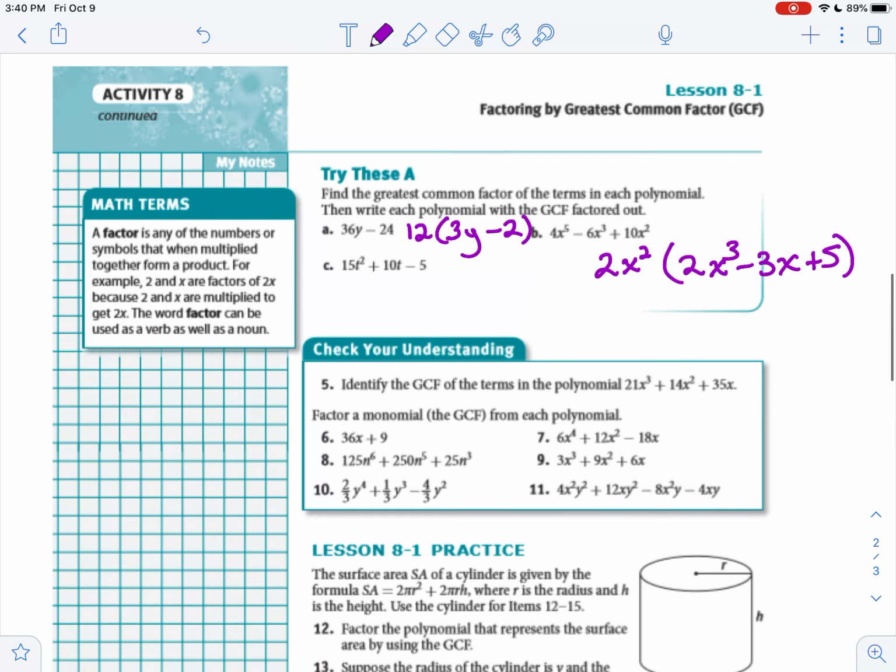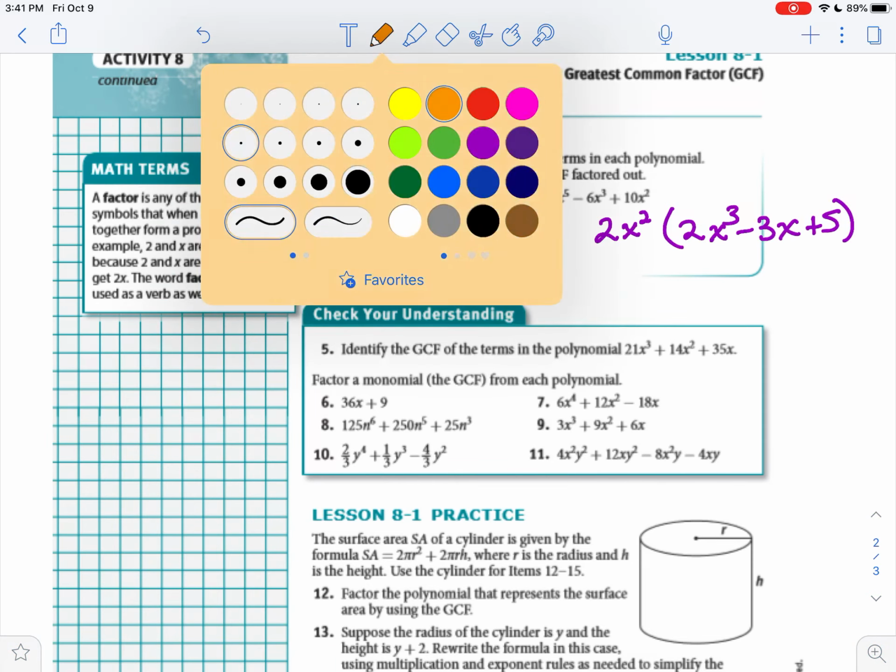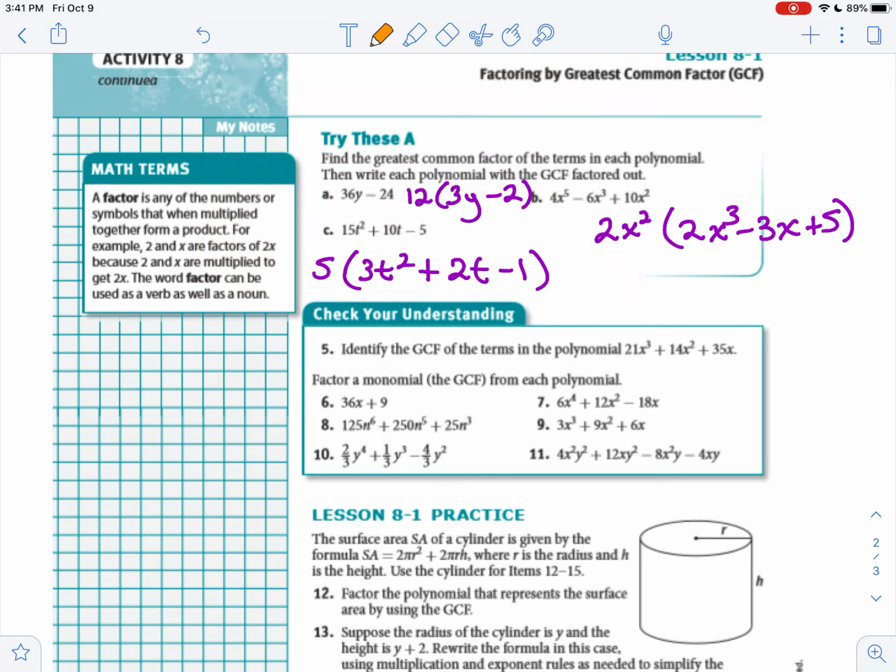We have one more of those to do. We have 15t squared plus 10t minus 5. If we look at those three terms, we can factor a 5 out of each one of them. We cannot factor out a t, however, because we only have a t in 2 of the terms out of 3. All right, so that would be 3t squared. Yes, 5 times 3t squared is 15t squared, plus 2t. 5 times 2t is 10t. And we actually now have to divide negative 5 by 5, and that makes negative 1.